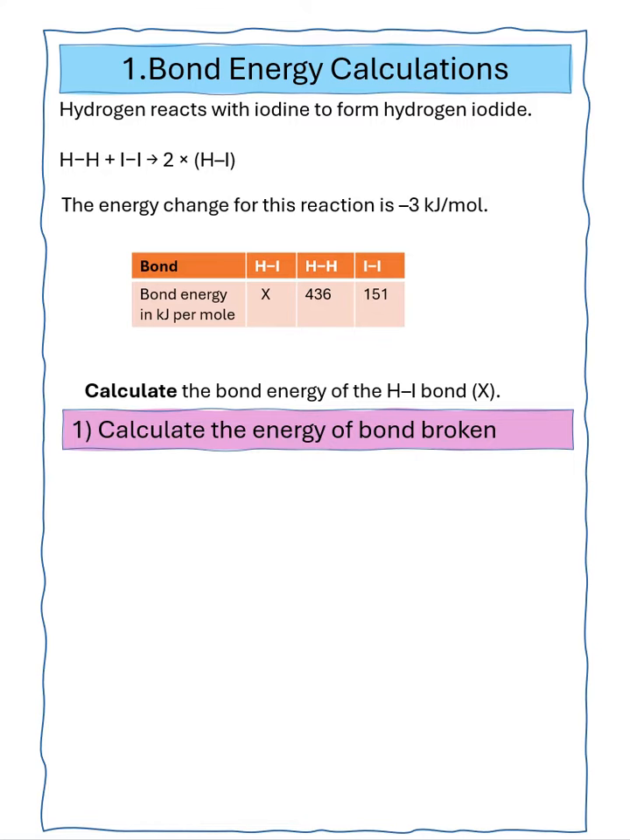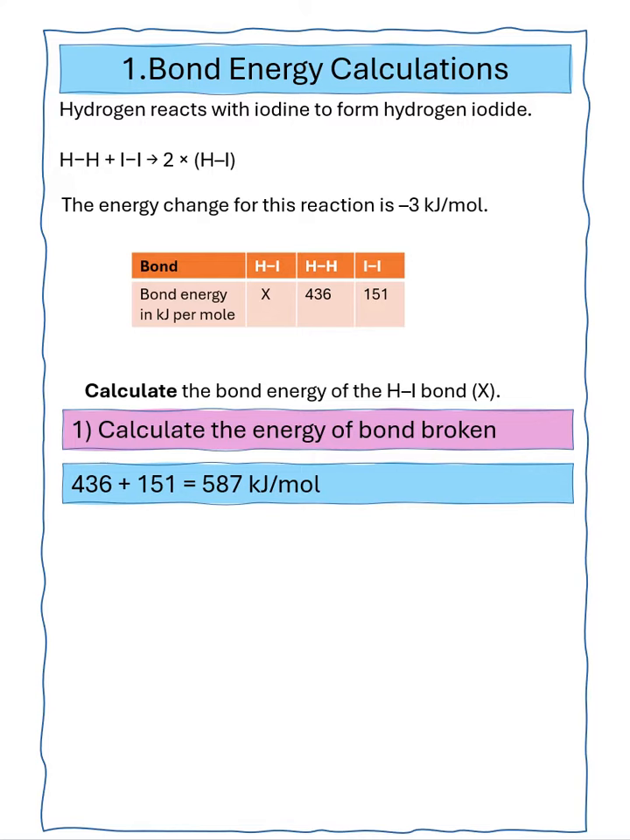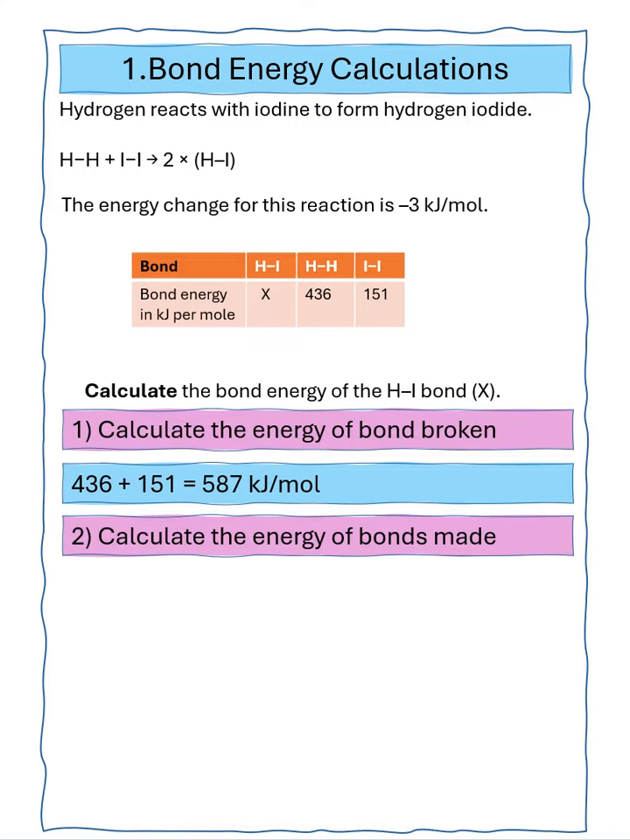First thing we've got to calculate is the energy of the bonds broken. So we know we've got a hydrogen to hydrogen bond, which is 436, and we can see we've got an iodine to iodine bond, which is an energy value of 151. So our total energy to break the bonds is 587. Our energy to make new bonds is 2 times hydrogen to iodine, which is X. We don't know these values. This is what we've got to calculate.